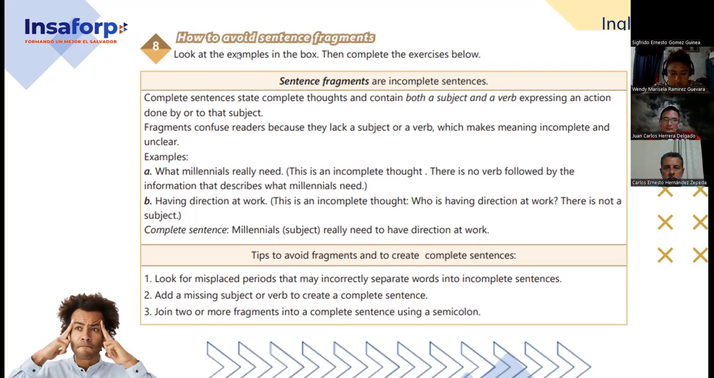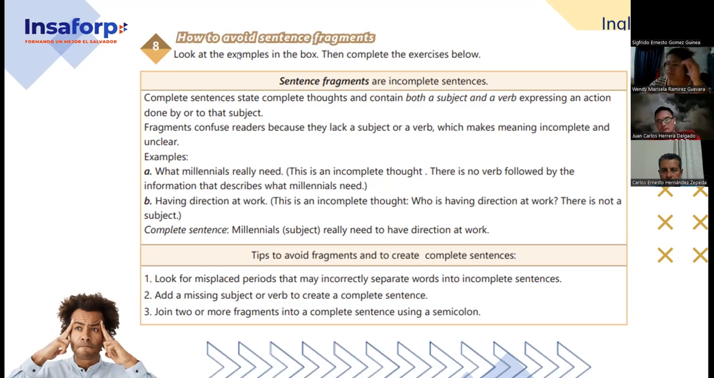Also, we have the second, letter B. Having direction at work. So we see the idea, but it's not a sentence because we need to add more details to be understandable as part of a sentence. This is an incomplete thought: who is having direction at work? There's no subject, so we don't see a subject. And the complete sentence would sound like this. Look at this one. Millennials really need to have direction at work. So we made a sentence in a clear way. Millennials, that is the subject: millennials really need to have direction at work. And now we have completed a real sentence, not an idea or an incomplete sentence.